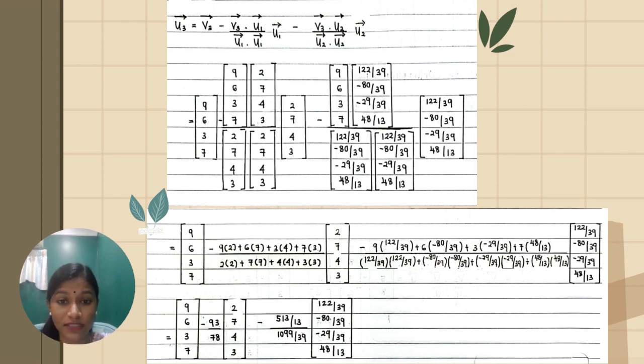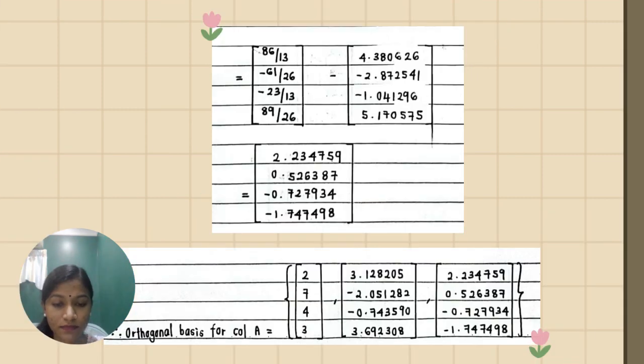The given formula is the way to find U3. After you insert all the given matrices into the formula, our answer will be U3 equivalent to 2.234759, 0.526387, negative 0.727934, and negative 1.747498. So these are the orthogonal bases for the column space of matrix A.